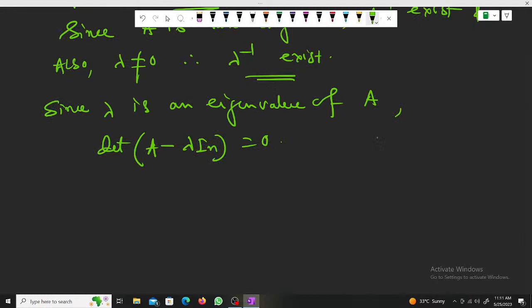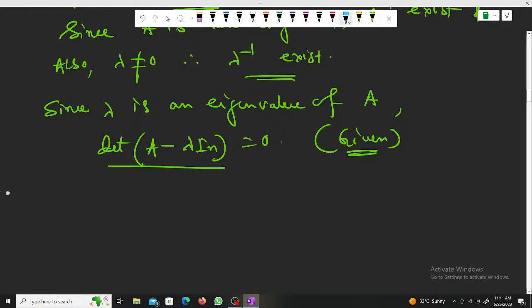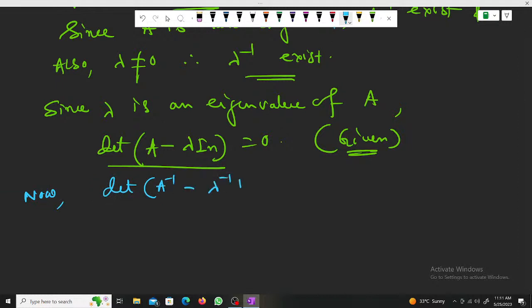Okay, this is my given, this condition is my given. Okay, now we calculate determinant of A inverse minus lambda inverse into In.